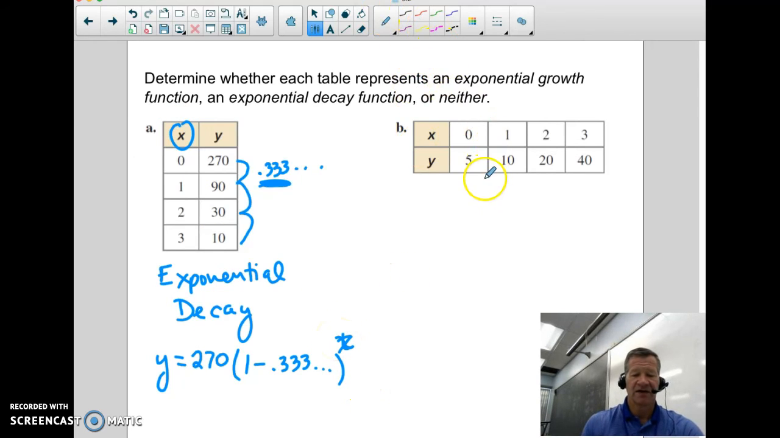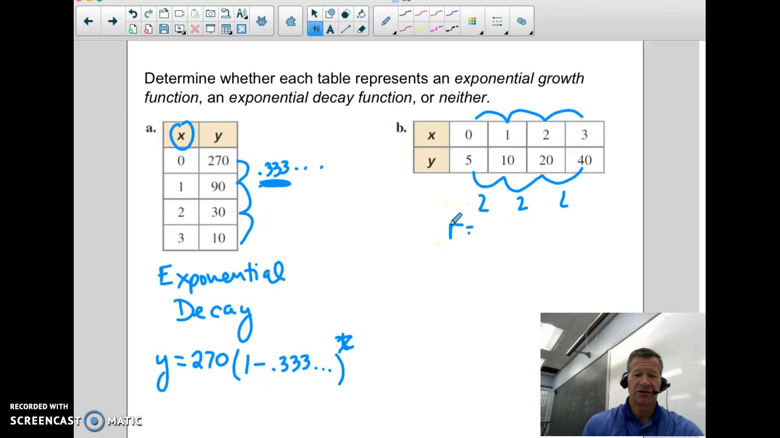Okay, look at the other one. This time the y values are getting bigger as x increases by 1. So again, if you think, well, it must be growth, it might be, but make sure. Now this one you can probably do in your head. If I divide backwards, 40 divided by 20, well, 40 is twice as big as 20. That's going to be 2. 20 divided by 10, that'll also be 2. 10 divided by 5, that will also be 2.